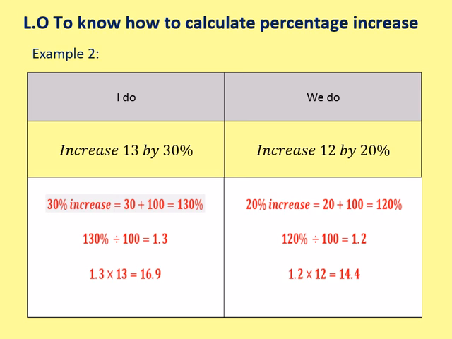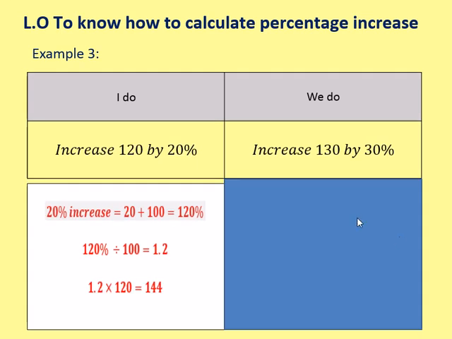Okay, so to increase 12 by 20%, it's a 20% increase, so we're finding 120%, the multiplier for which is 1.2. So 1.2 multiplied by 12 gives me 14.4. So really well done if you got that right.